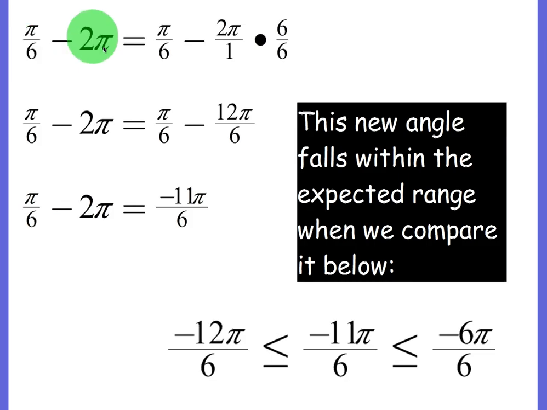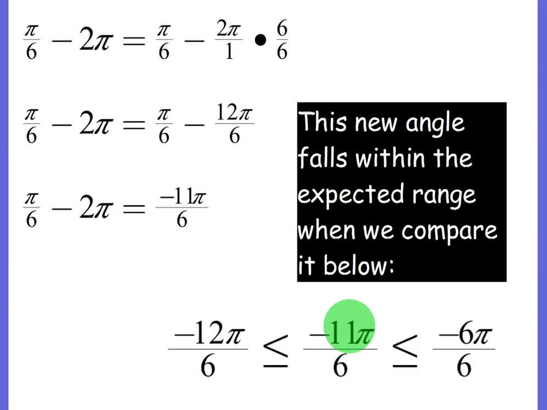So let's take pi over 6, subtract 2 pi. By doing that, it's basically subtracting 12 pi over 6, right? And so pi over 6 minus 12 pi over 6 is negative 11 pi over 6, which does fall within our original range, which was negative 2 pi to negative pi. And that's why we converted it to pi over 6, because now we can easily see that this negative 11 pi numerator is in between negative 12 pi and negative 6 pi over 6.